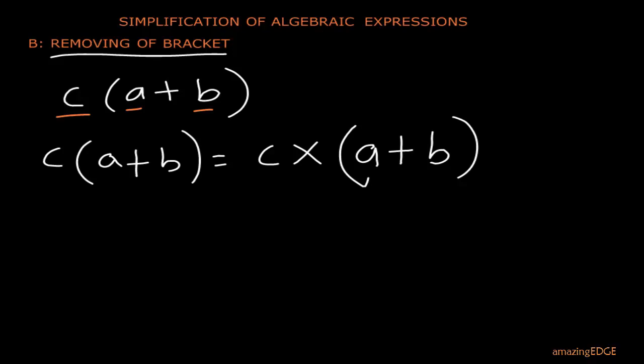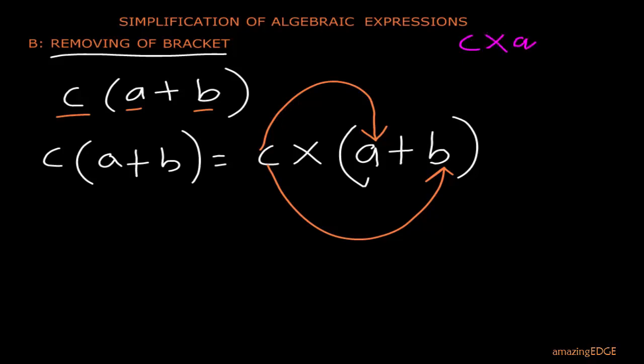We see that this C will multiply A, and after that the same C will multiply B. And when that happens, when we say that C multiplies A, it will give us CA. That is, C times A is the same thing as CA. Okay, and C times B is the same thing as CB.